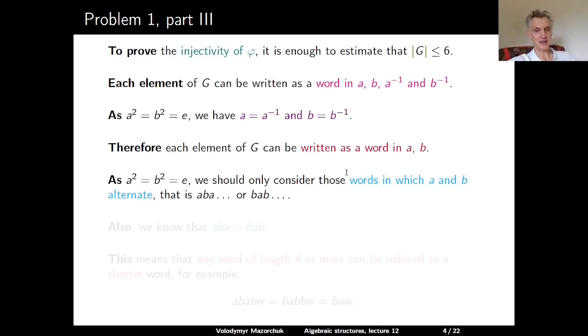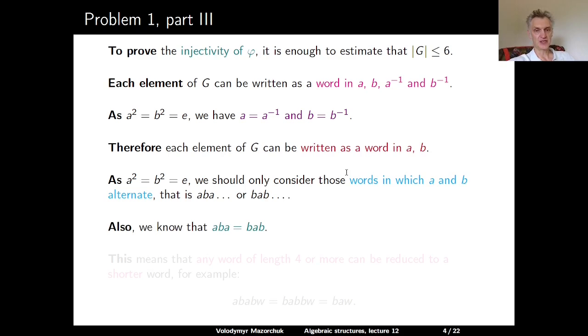Since A squared is the identity and B squared is the identity, there is no need to repeat the letters A and B, so AA and BB can be shortened just to the identity. So any element of G can be written as an alternating word in A and B, so a word of the form ABAB and so on, or BABA and so on.